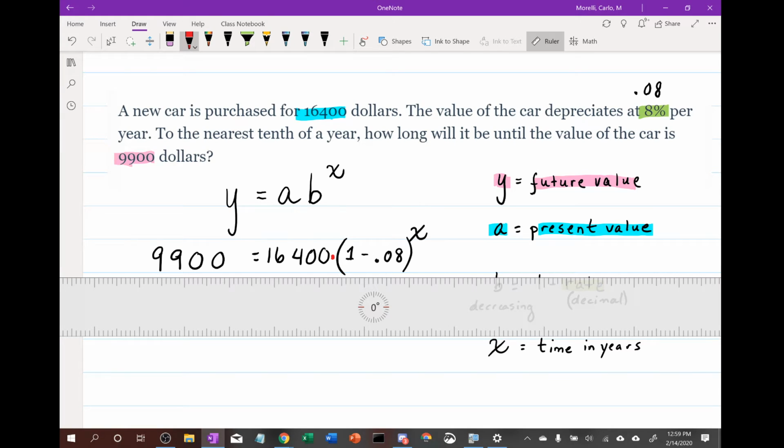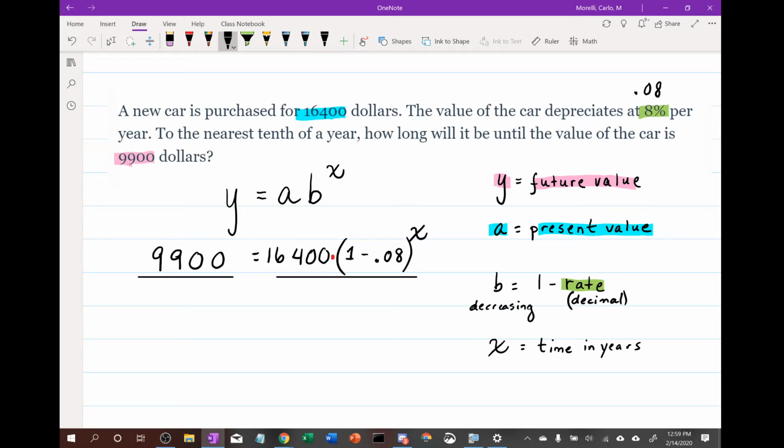So what we want to undo is this. How do I undo that? We want to divide. If it's increasing, it's going to be plus the rate, y'all. Increasing is 1 plus the rate. Okay. So now let's divide both sides by 16,400.